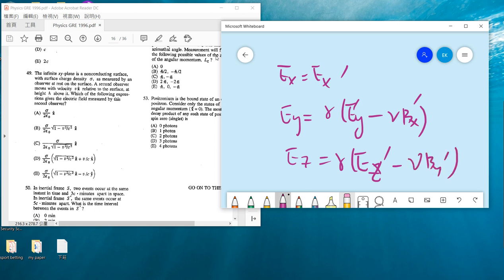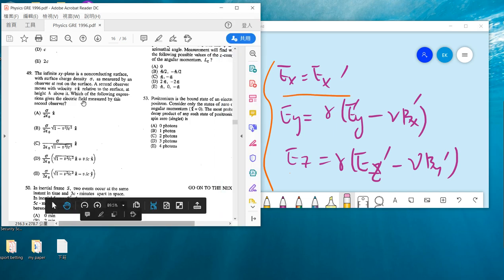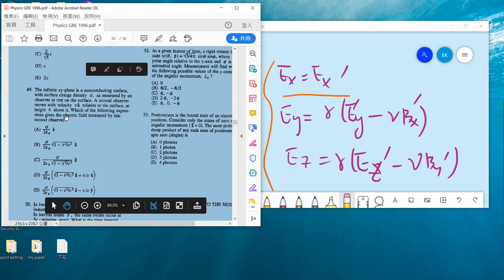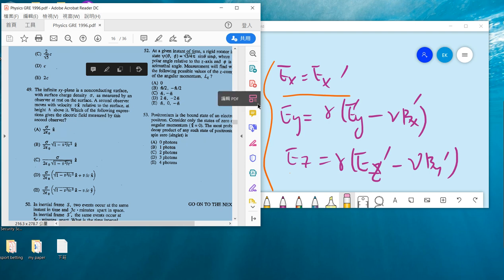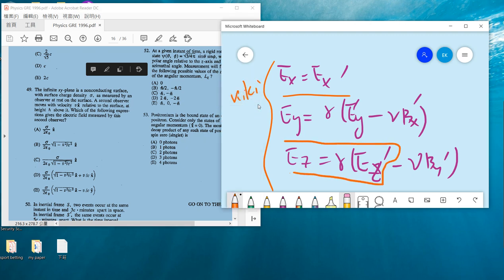Okay, so for the magnetic field, you can go to Wikipedia and find the true equation for the magnetic field. But what I want to say is that in this example, the second observer has Vx relative. So he's asking which of the following expressions gives the energy measured by the second observer. The second observer has the relative speed v to the first observer. So for the z, you just need this factor. So you just times the gamma. Okay. So the answer is C.